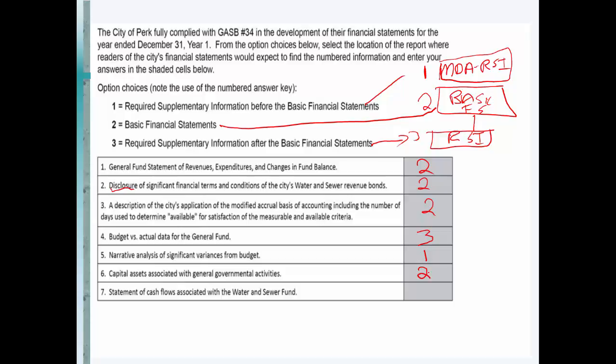Okay. Capital assets associated with governmental activities goes where? Into the basic financial statements, right? Aren't the capital assets associated with governmental activities reported at the government-wide level? Right? And then statement of cash flows for our enterprise fund. That is obviously part of the basic financial statements. Okay, good. Finally, we're done with Chapter 2, right? It took us a while to get there, but we are done with it.